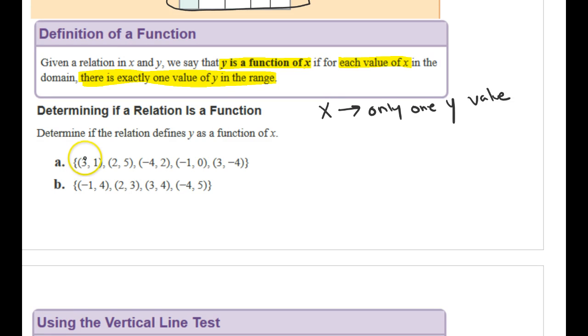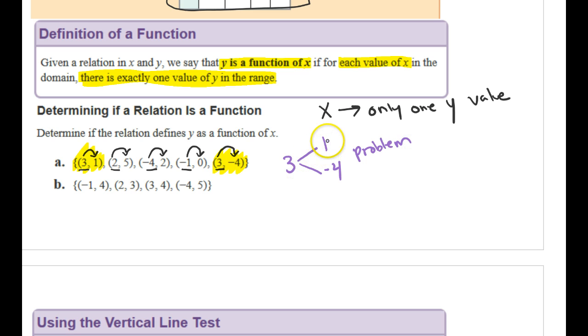I'm going to start with A here. I have 3 goes to 1, 2 goes to 5, -4 goes to 2, 1 goes to 0, and 3 goes to -4. So I'm looking for every x, it can only go to one y. So the only thing I have to be concerned with is these 2 points. And here this is saying 3 is mapped to 1, and it's also mapped to -4. This gives me a problem, right? 3 can't go to 1 and -4 at the same time, so this is not a function.